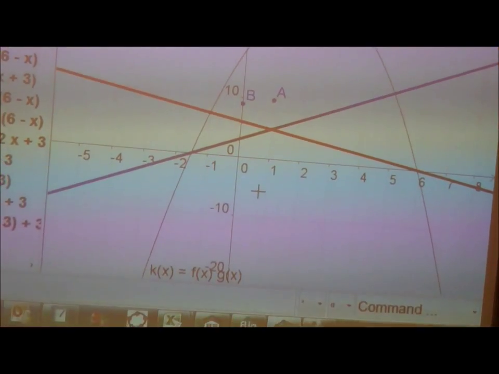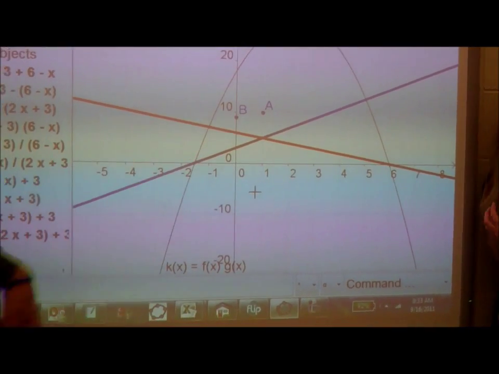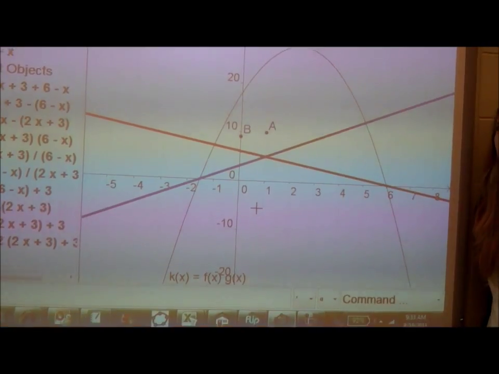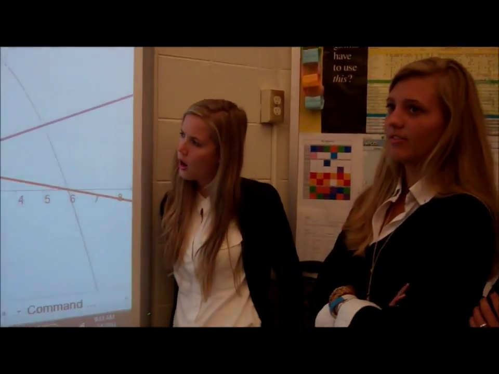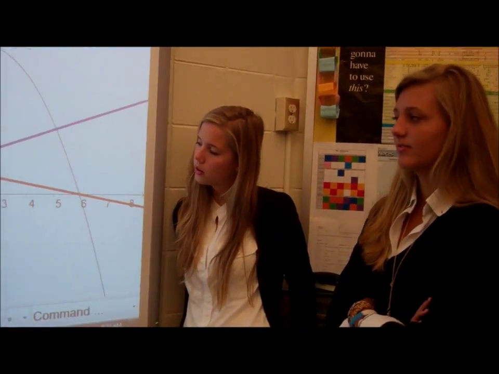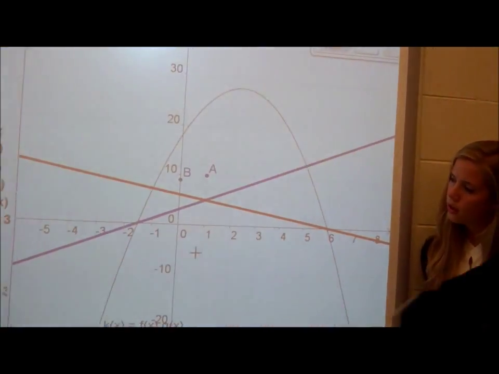Now tell me one of the other things. Where are the intercepts on the parabola? Where does the parabola cross the x-axis? 6, 0, and negative 1.5, 0. And where else? What else crosses there? The lines. That's why we like it in this factored form. Because where the lines make 0, the product will make 0, right?